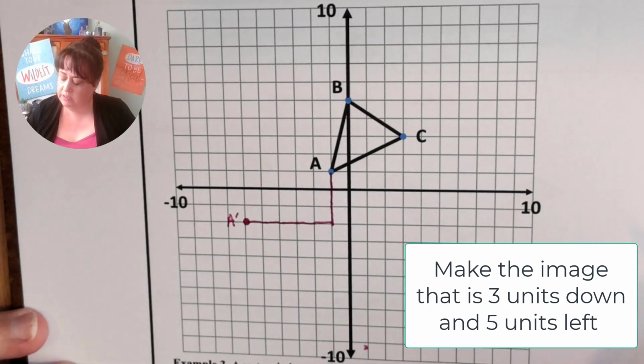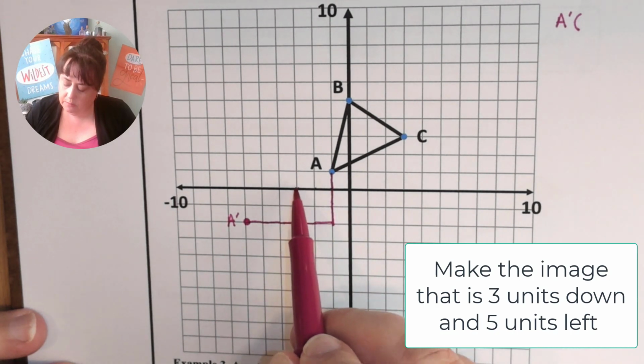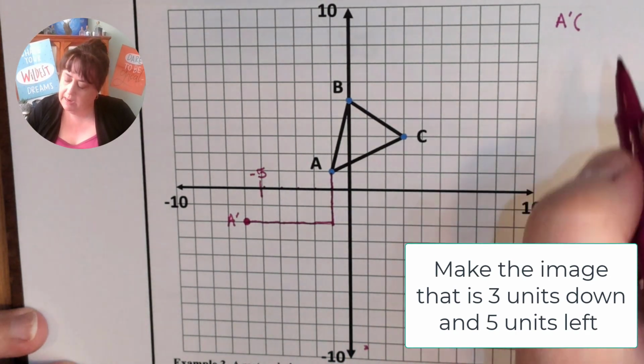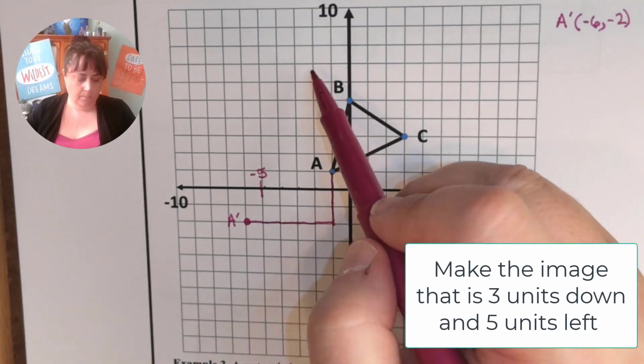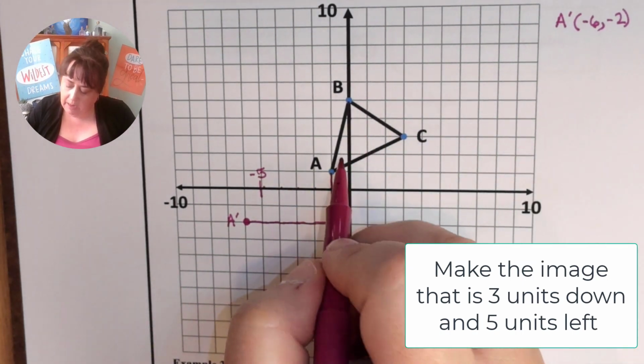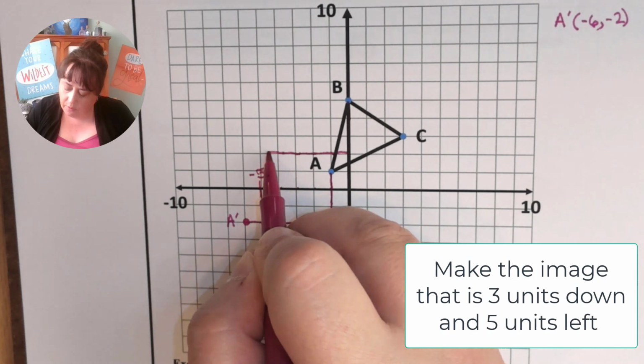And we have to write the coordinates, so I'm just going to start writing them now. So this is the point 1, 2, 3, 4, 5. I'm actually going to put that in there. So -6, -2. This one says down 3, 1, 2, 3, and over 5, 1, 2, 3, 4, 5.